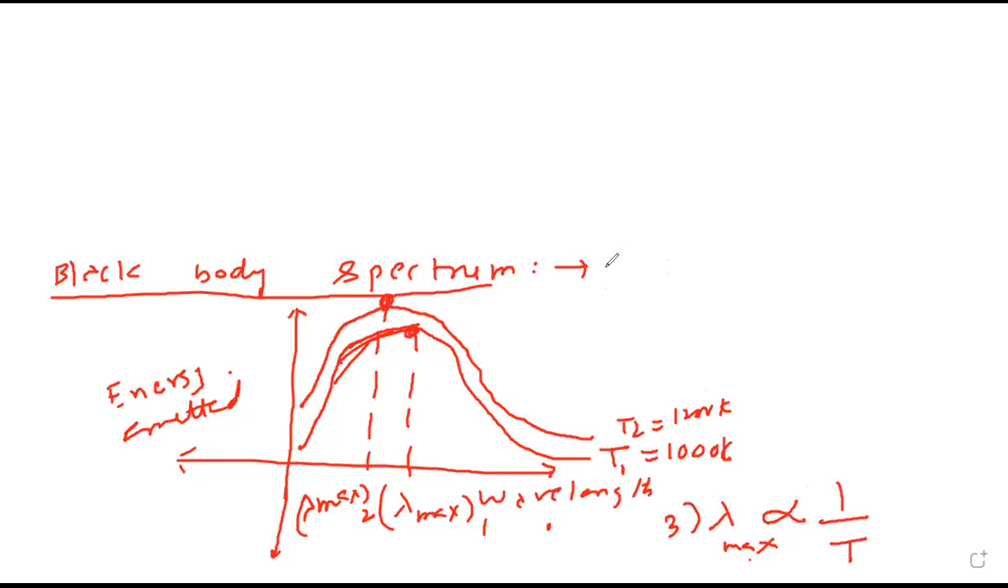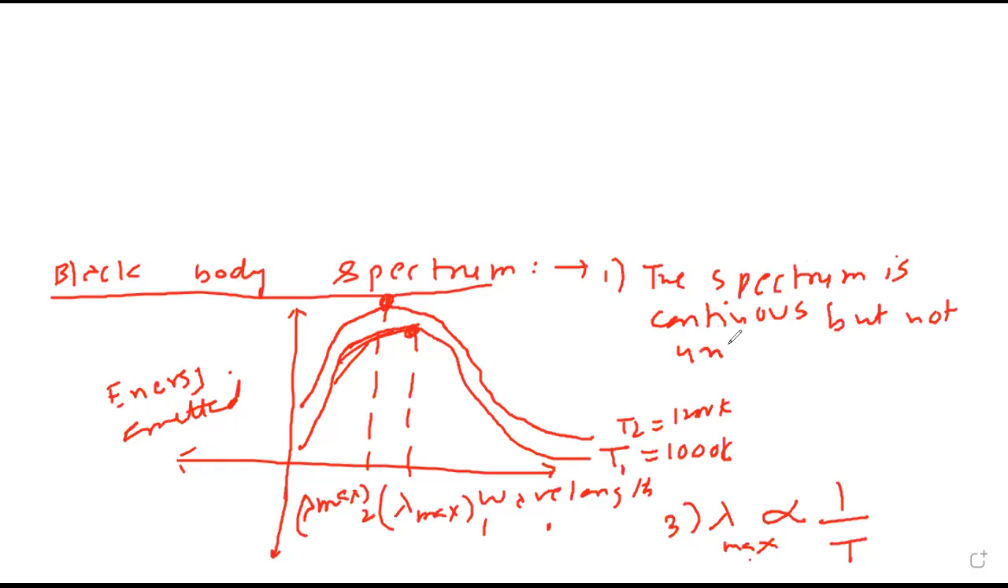It is as shown. From the above graph, the following conclusions can be drawn. First, the spectrum is continuous but not uniform. Just draw the diagram and write the first one.